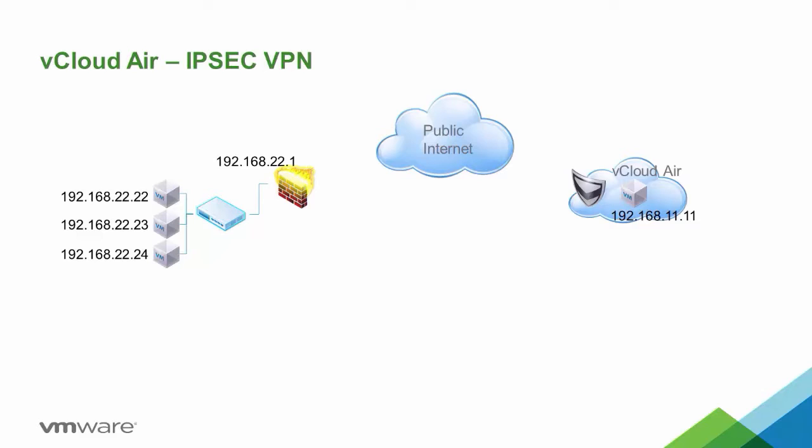Now the goal here is that we want the left-hand network, the 22 network, to be able to talk to the right-hand network, the 11 network, securely. However, as you can see, there is the public internet in between those firewalls. So to overcome this, we create an IPsec tunnel between the two peer firewalls, and then when data is sent from the 22 network over to the 11 network, it goes through that IPsec tunnel that's securing the packets.